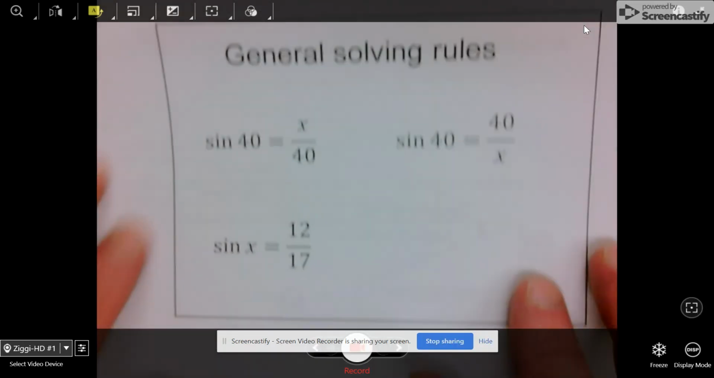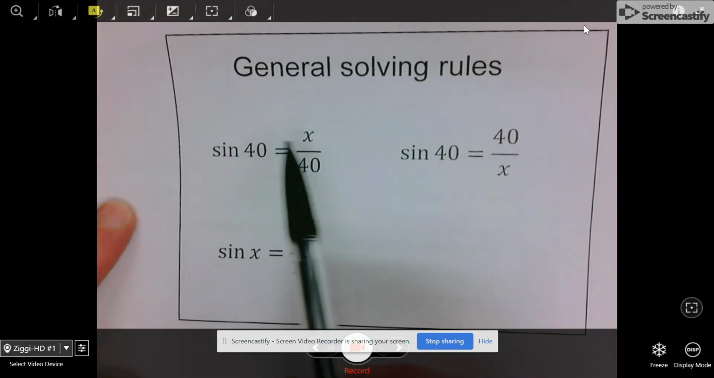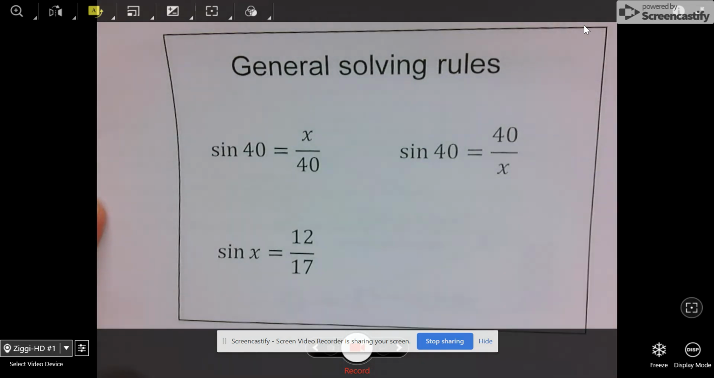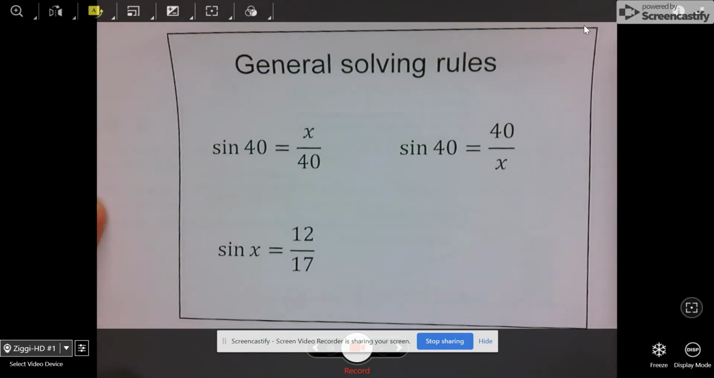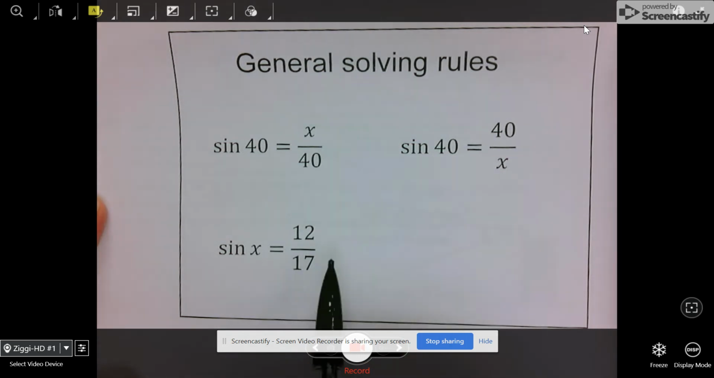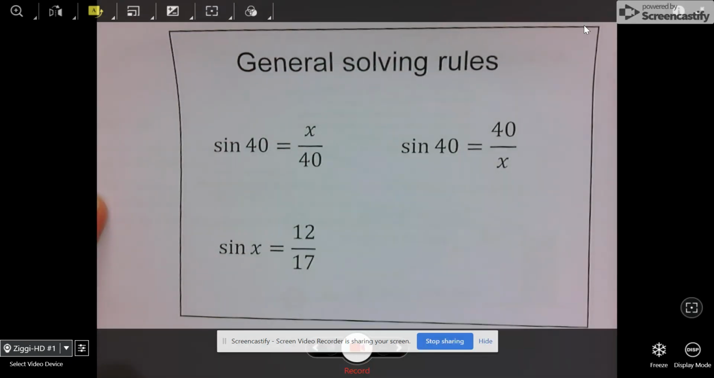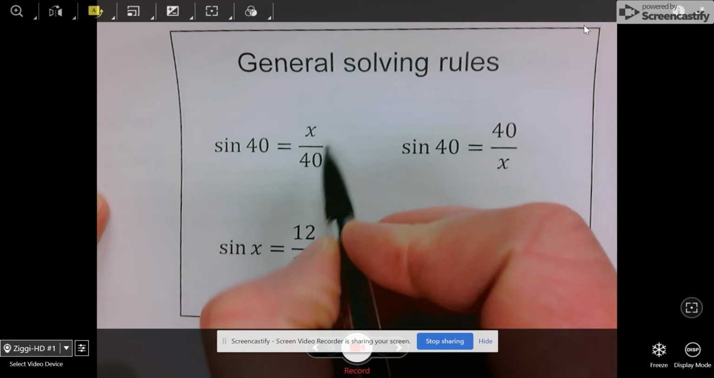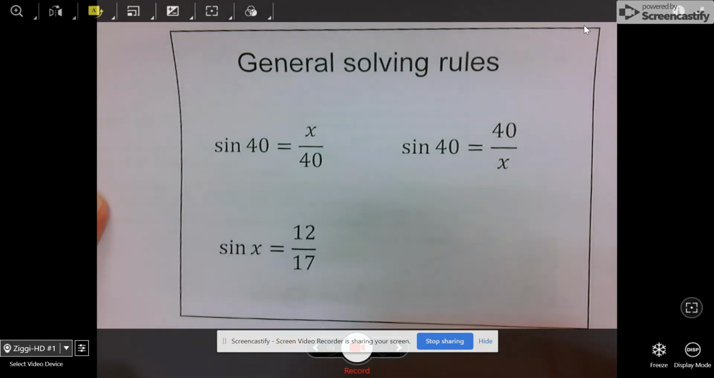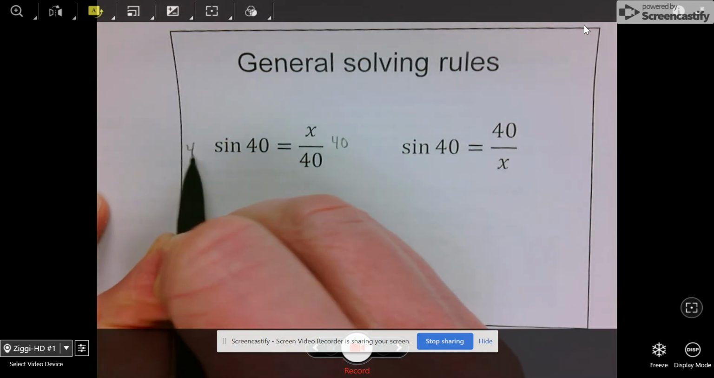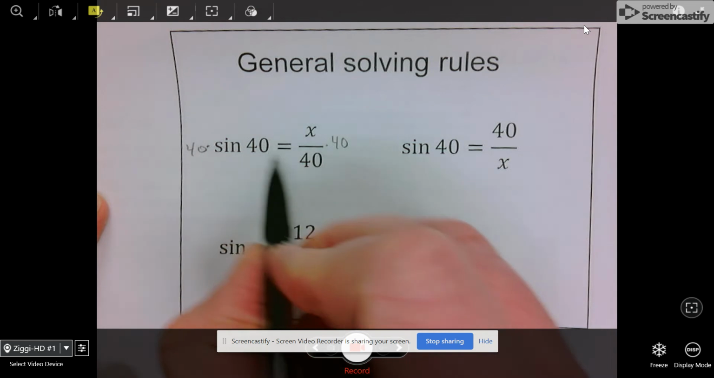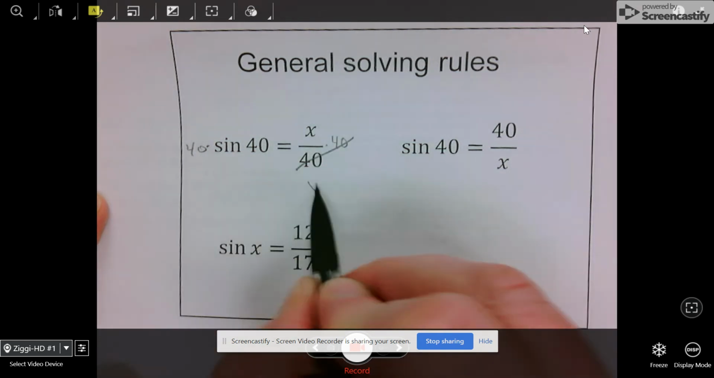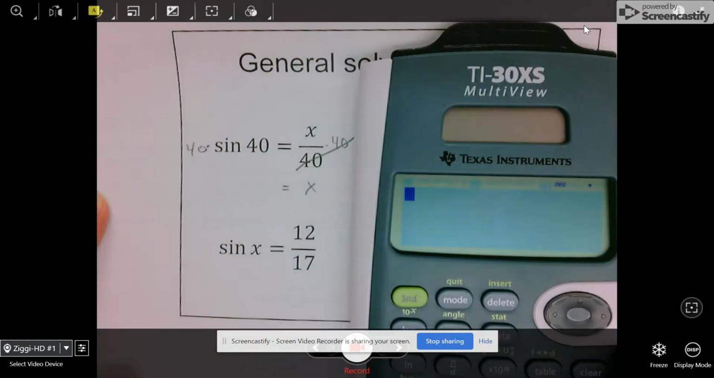So essentially when we get these problems set up, there's going to be three different kinds of equations that we have. And if you can solve these three, then all you've got to do is be able to set stuff up. The first one is pretty easy. If I want to solve for x, I multiply both sides by 40. 40 cancels out. So I have 40 times the sine of 40, 25.7.